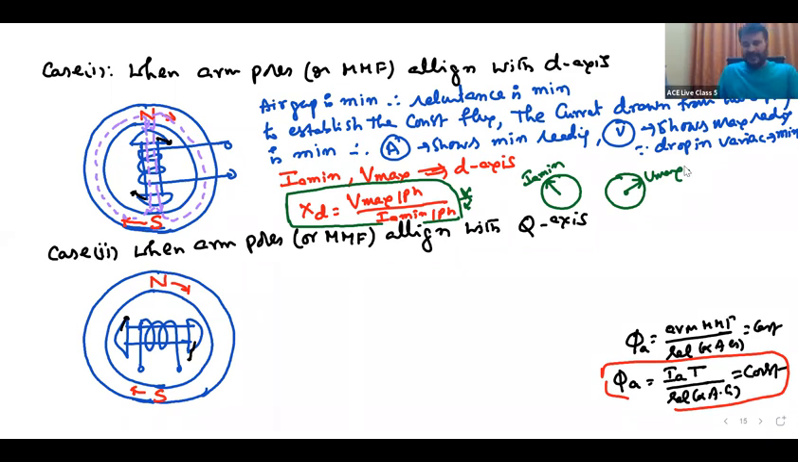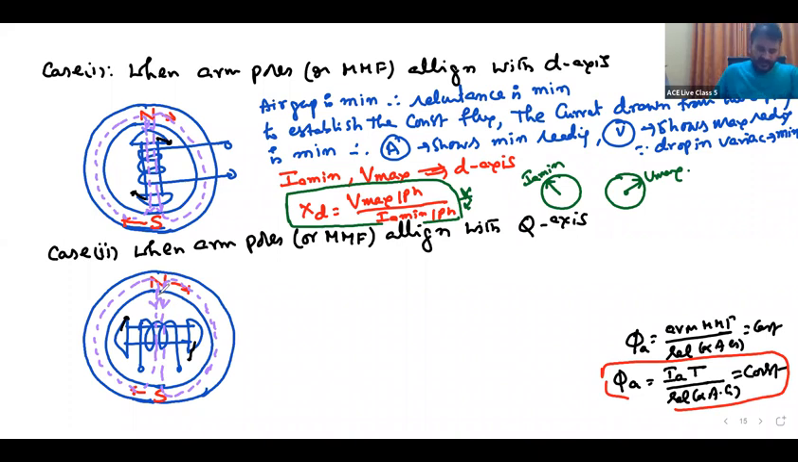Similarly, coming to the second case, when the armature poles or MMF align with the quadrature axis. Case 2: both are rotating, and at one particular instant the armature poles align with the quadrature axis. At that time this is the flux direction, flux passing from north to south. This is the flux path, the armature flux.